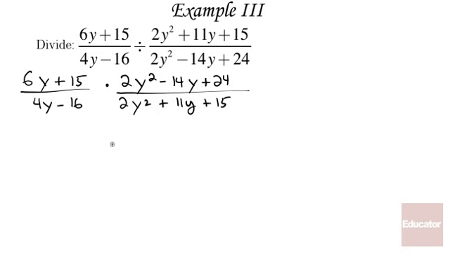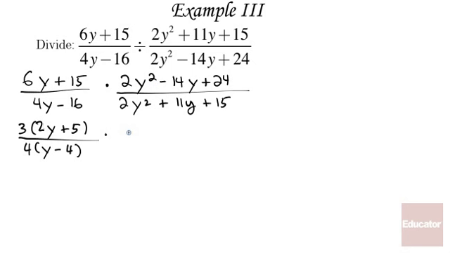Next step, after I've found this reciprocal, is to factor. For this numerator, I have a common factor of 3. So this becomes 3 times 2y plus 5. And then at the bottom, I have 4y minus 16. So I'm going to factor out 4. And that's going to give me y minus 4.